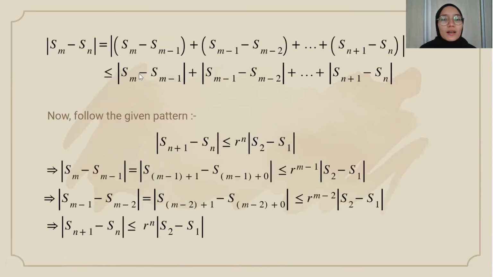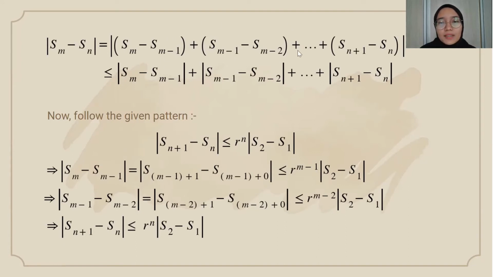So now we can have this pattern for absolute Sm minus Sn, where absolute Sm minus Sn is actually equal to absolute Sm minus Sm-1 plus Sm-1 minus Sm-2, and the pattern goes until Sn+1 minus Sn. So from here, we can observe that this term, minus Sm-1, and we have plus Sm-1, and this cancels each other.